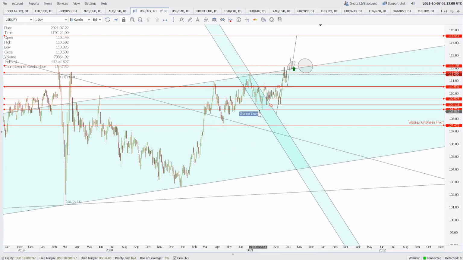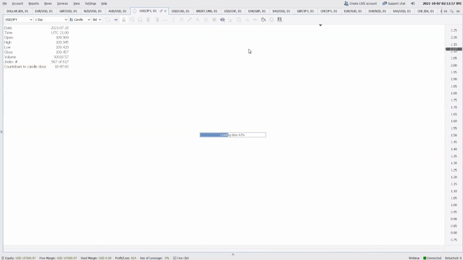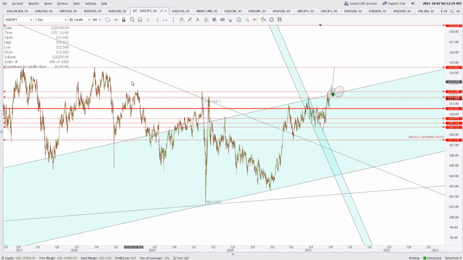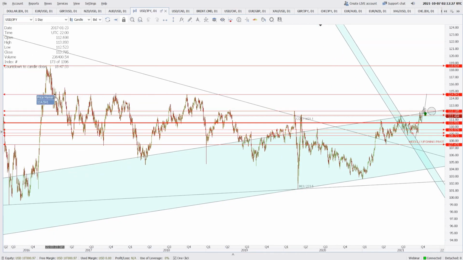And if it does not, and the price is able to give us a closing higher than 112.18, that will indicate that a fresh high of 114.54 is possible, which was the high in the year 2018 in the month of October. That will attract more sellers because it was also an area of interest in the past.